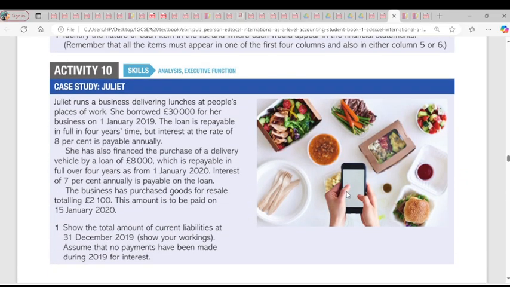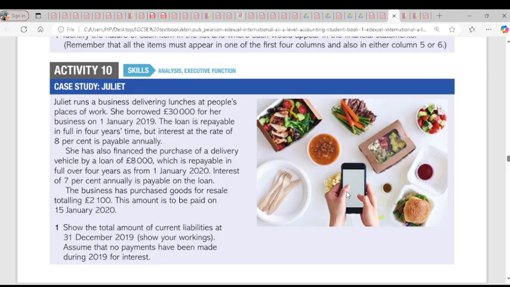Juliet runs a business delivering lunches at people's place of work. She borrowed 30,000 for her business on 1 January 2019. The loan is repayable in full in 4 years' time, but interest at the rate of 8% is payable annually. She has also financed the purchase of a delivery vehicle by a loan of 8,000, which is repayable in full over 4 years as from 1 January 2020. Interest of 7% annually is payable on the loan. The business has purchased goods for resale totaling 2,100. This amount is to be paid on 15 January 2020. Show the total amount of current liabilities at 31 December 2019.